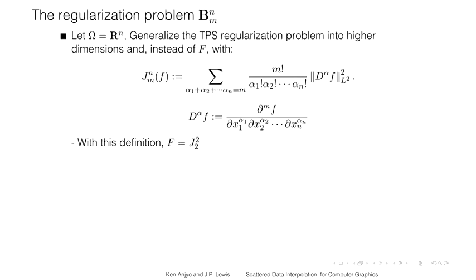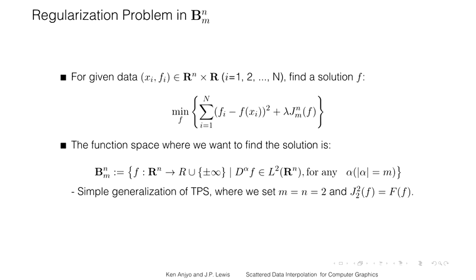Now, going back to the regularization problem for Beppo-Levi space. As I showed you, this is the function we are now considering. And in the case where m and n are taken as 2, we have the original thin plate energy. So we have this regularization problem now, and we want to solve this in the Beppo-Levi space.